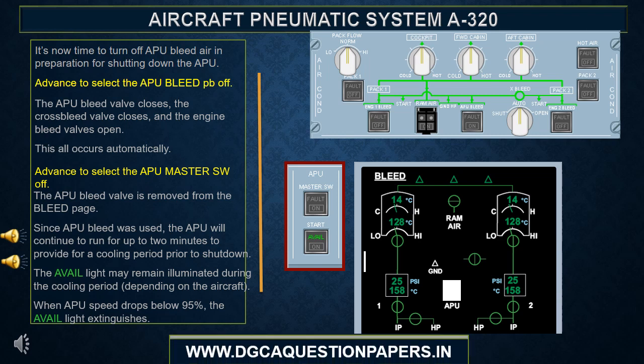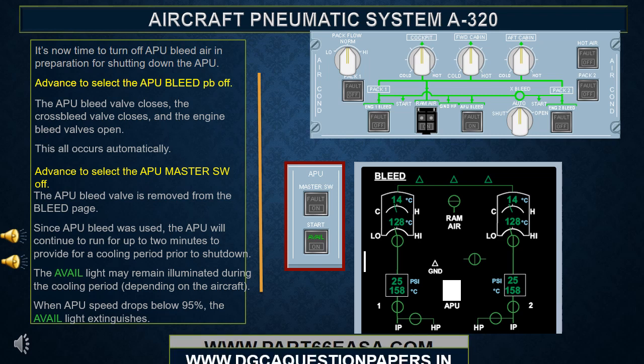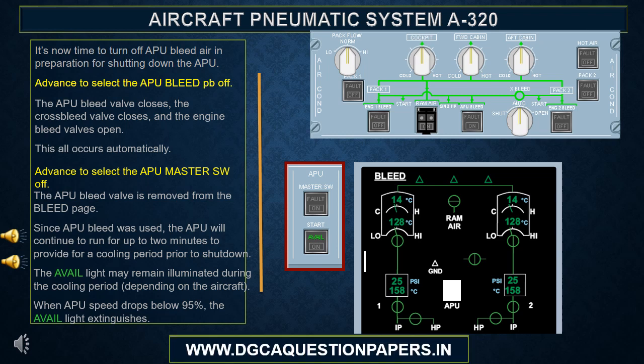Since APU bleed was used, the APU will continue to run for up to 2 minutes to provide for a cooling period prior to shutdown. The avail light may remain illuminated during the cooling period, depending on the aircraft. When the APU speed drops below 95%, the avail light extinguishes.